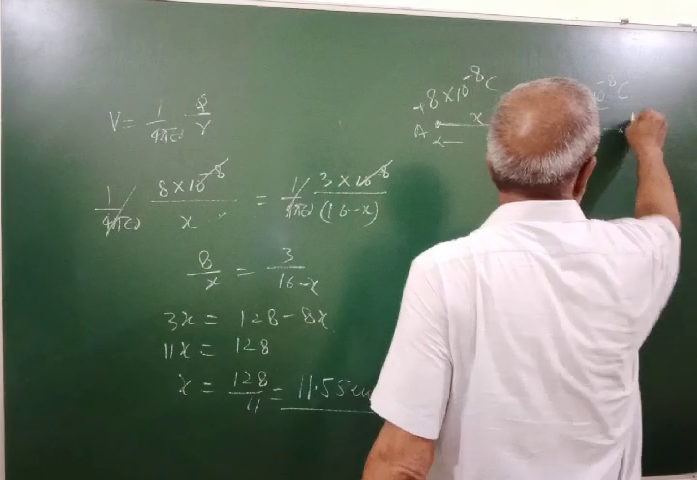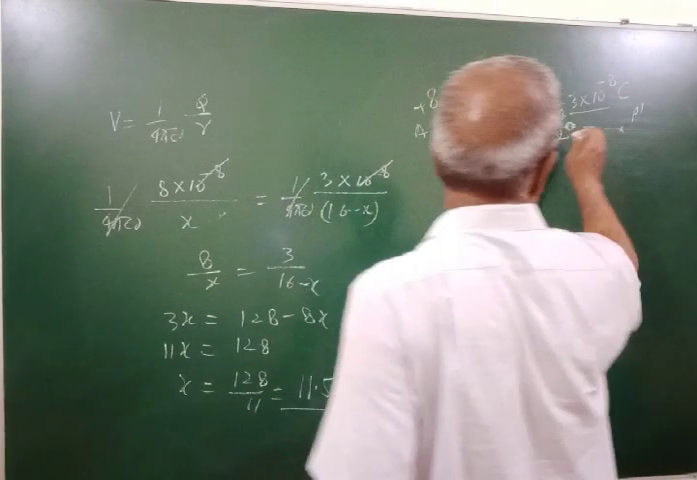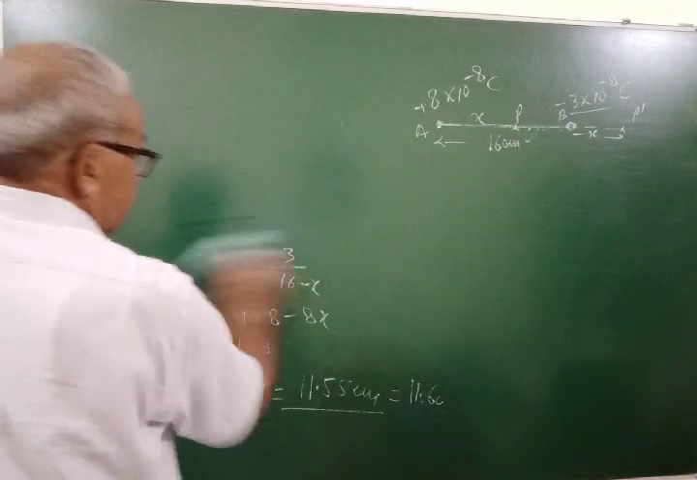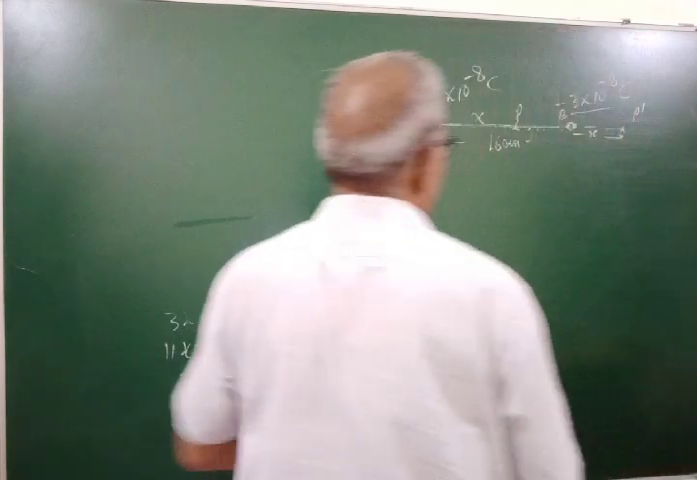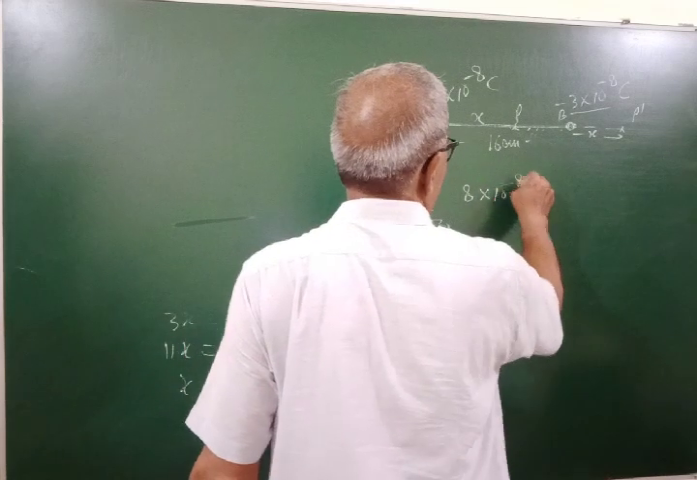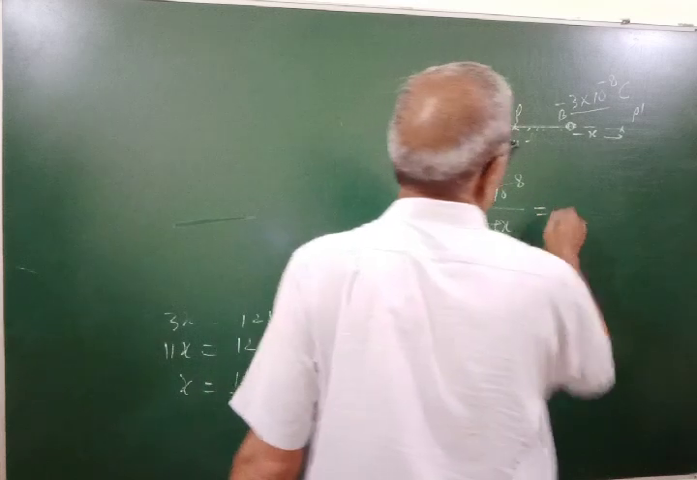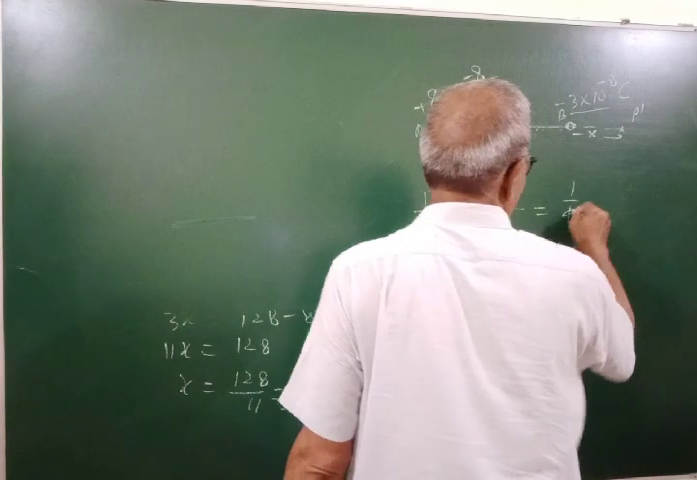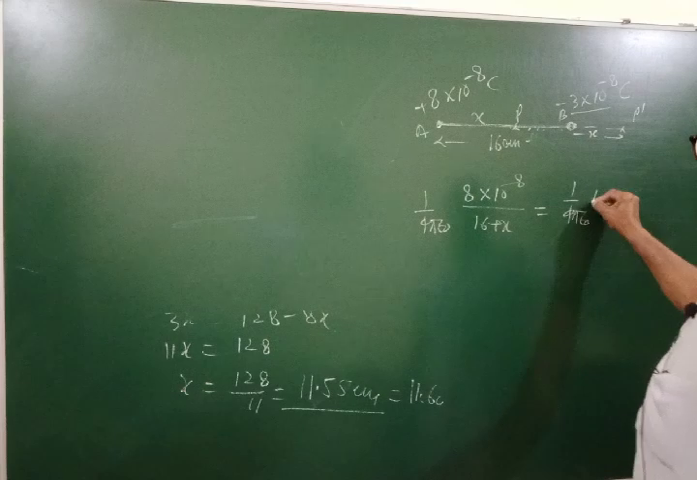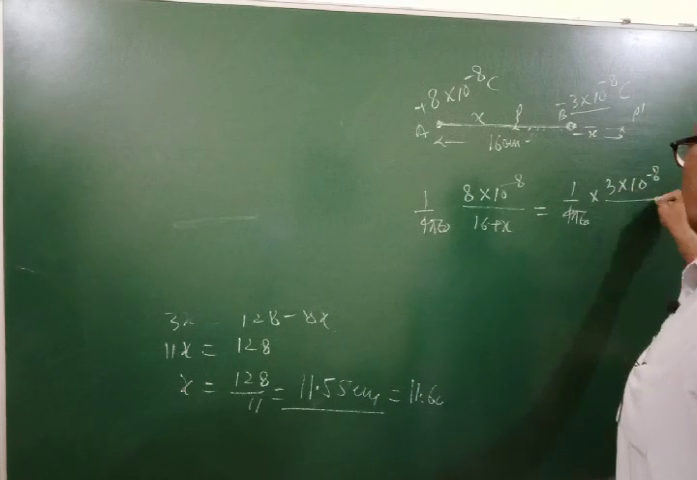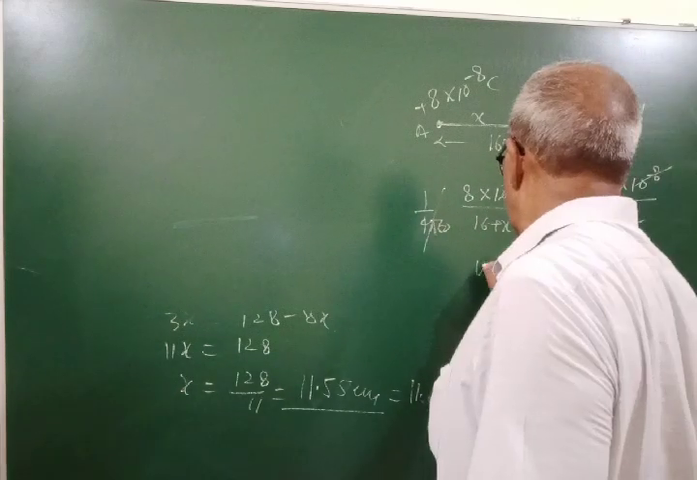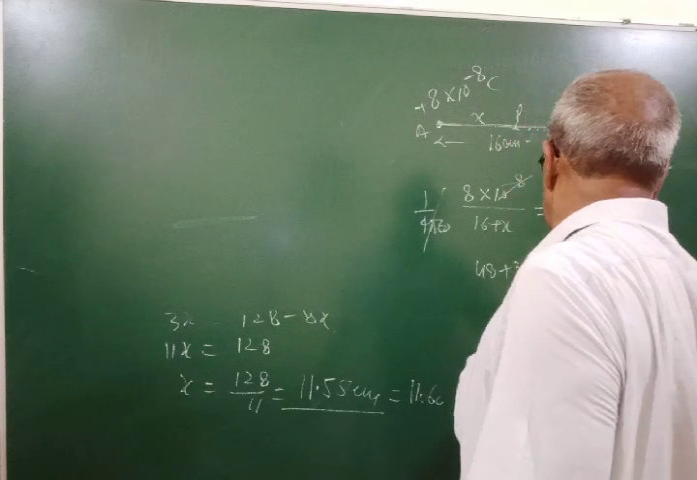Now a point is taken here, P dash, at distance x from this. Now in the second case the potential is 0 at point P, which is at distance x. Then 1 upon 4 pi epsilon 0 8 into 10 to the power minus 8 upon 16 plus x is equal to 1 upon 4 pi epsilon 0 into 3 into 10 to the power minus 8 upon x. All cancel. So now 48 plus 3x equal to 8x.